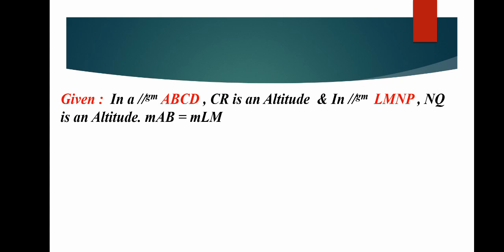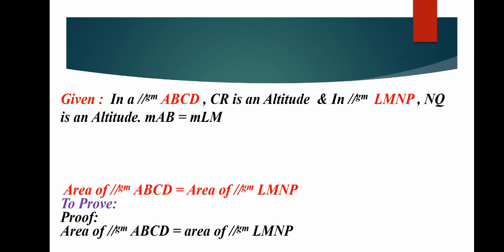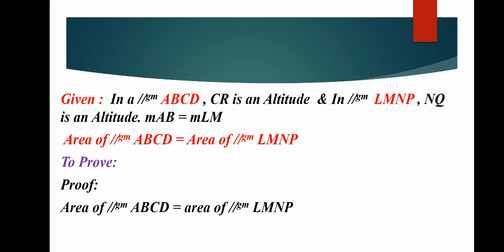So the given statement is, in parallelogram ABCD, CR is an altitude, and in parallelogram LMNP, NQ is an altitude, and AB and LM are equal because they are the bases of these two parallelograms. Area of parallelogram ABCD is equal to area of parallelogram LMNP. For proof you have to prove the altitudes are equal. So measure CR equals NQ. CR is the altitude of AB and NQ is the altitude of LM.